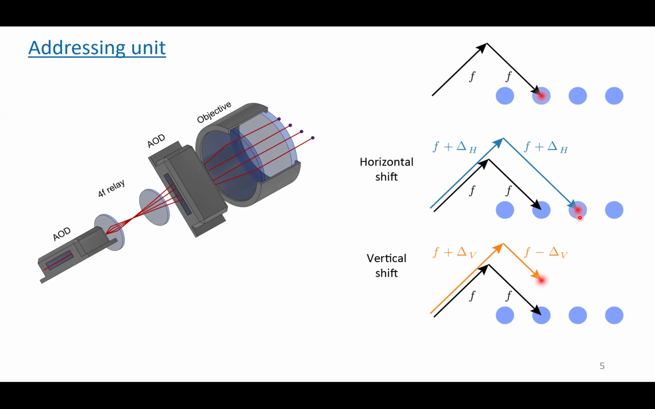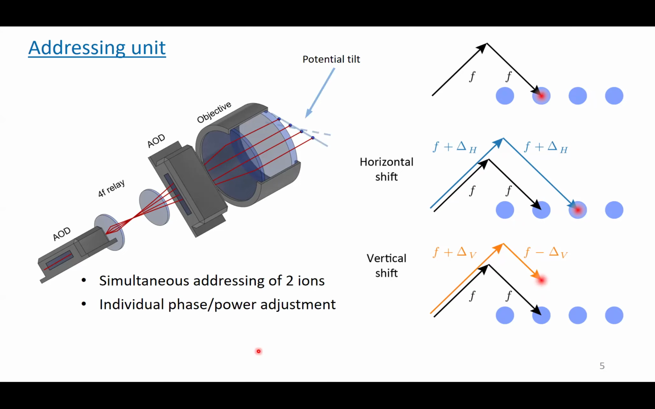In that case, we don't really have any frequency shift, and we can address two ions simultaneously if we supply a couple of frequencies to each deflector. We can also move the beam vertically if we add the difference to these frequencies, but that will change the absolute frequency, and you need to account for it. Overall, we can do simultaneous addressing of two ions, which is good for 2 qubit gates, and we can individually adjust phase and power for every ion.